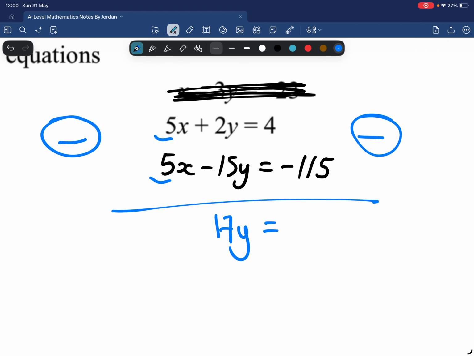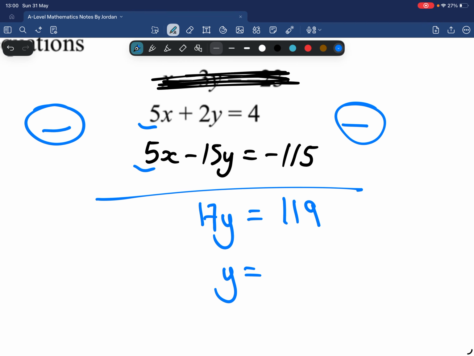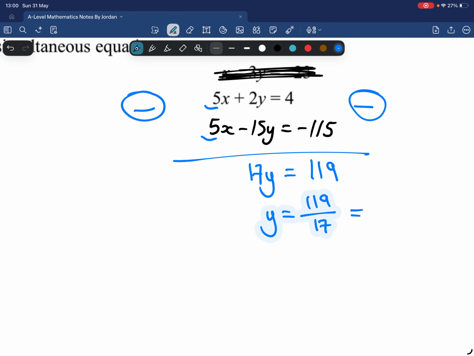Then we've got 4 minus 115. Remember, two negative signs there giving you a positive. So we're just going to add these two together, which will give us 119. Then to find y, we're just going to do 119 divided by 17. I've got a feeling that's about 7 or something, I'm not quite sure. It's going to be pretty hard, this, isn't it? So can't really do that either.